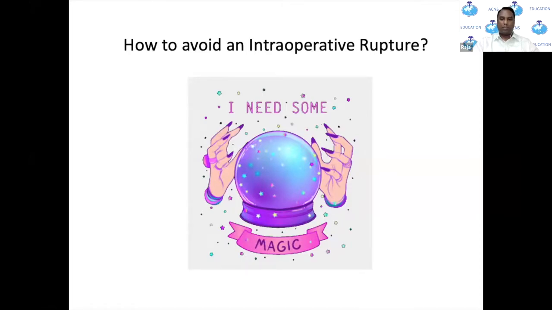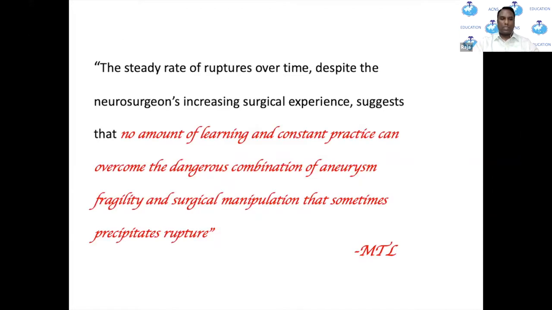Is there some magic? In the words of Professor Michael Lawton, who said in his article that the steady rate of rupture over time, despite neurosurgeons' increased surgical experience, suggests that no amount of learning and constant practice can overcome the dangerous combination of aneurysm fragility and surgical manipulation that sometimes precipitates rupture.